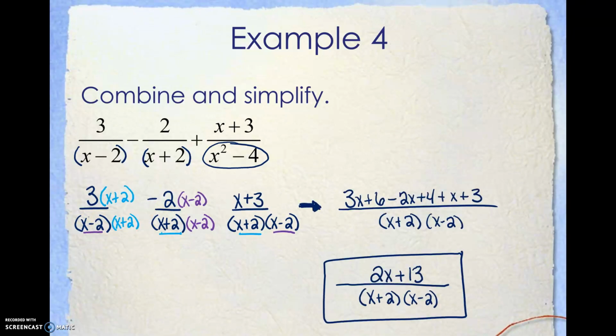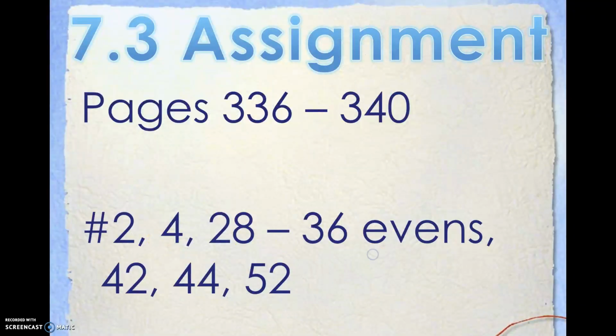Okay, I'll talk through this pretty fast. We've got an x plus 2 in the third one and the second one, so the first one needs the x plus 2. We've got x minus 2 in the third one and the first one, so the second one needs the x minus 2. So our common denominator is x plus 2, x minus 2. 3x plus 6, negative 2x plus 4, and the x plus 3. Whoopsie.